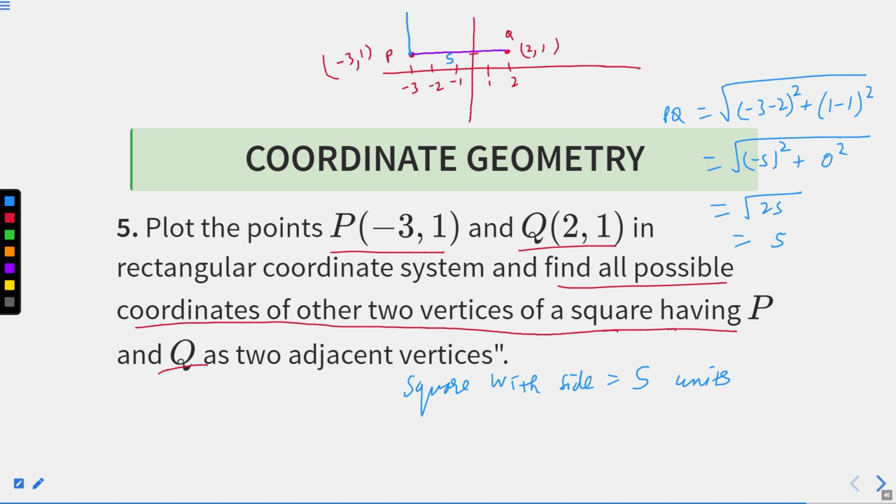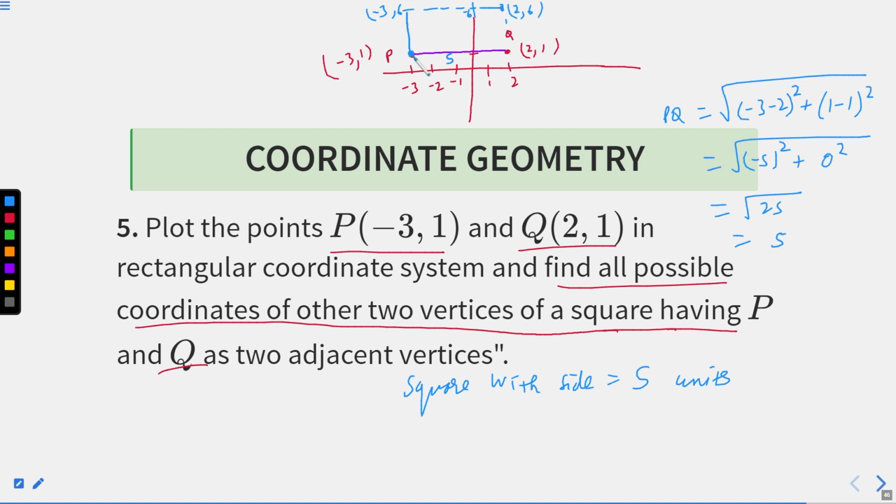So moving from here 5 units, I am standing here at 1. Now I am going up 5 more, so I will reach 6, and x is already -3. Now the same here, so -3, 6 will be there, and this point is 2, 6.